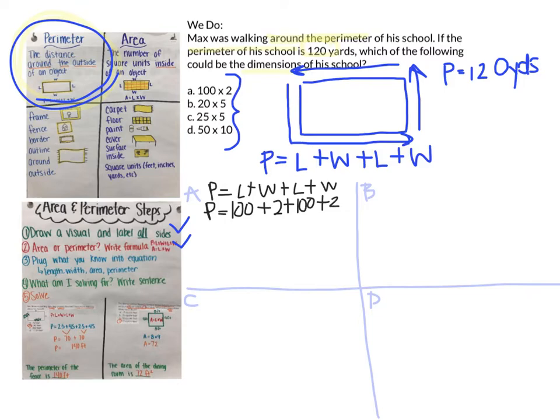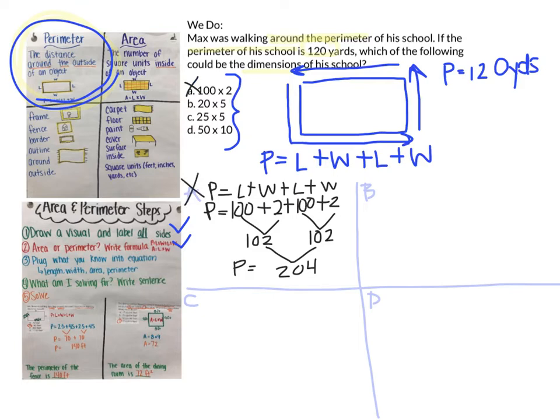All right, now we're going to add to solve. I know that 100 plus 2 is 102. I can add 102 plus 102 to get 204. So perimeter for the dimensions given in A is equal to 204 yards. We're looking for a perimeter of 120 yards, so I can eliminate answer choice A.